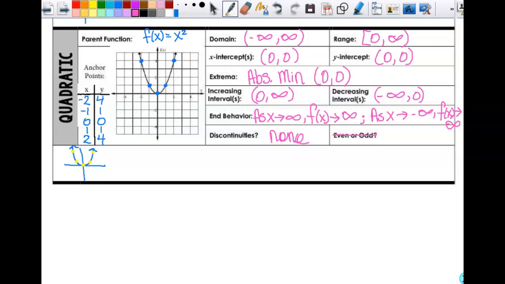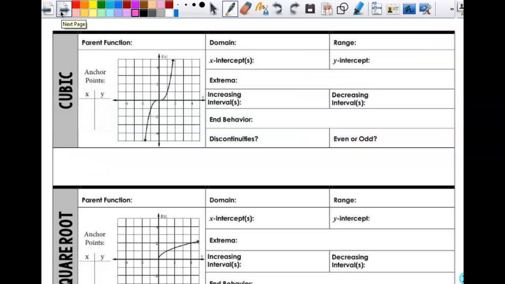Okay. We all good so far? Okay. So stuff you should have already known, and then stuff we've done, which you should be able to figure out by now, right? Let's look at cubic. All right. So cubic here. We actually have 5 anchor points here, so that means my little chart is not big enough again. Cubic, this is f of x equals x cubed.